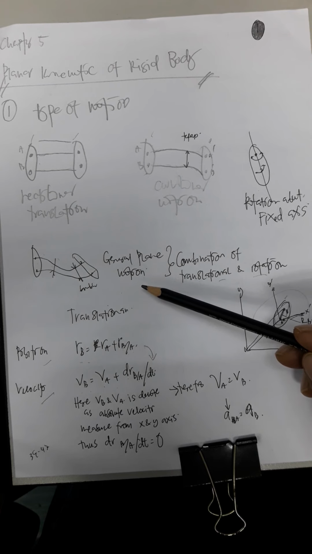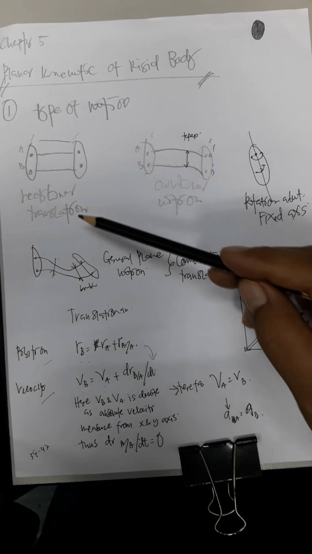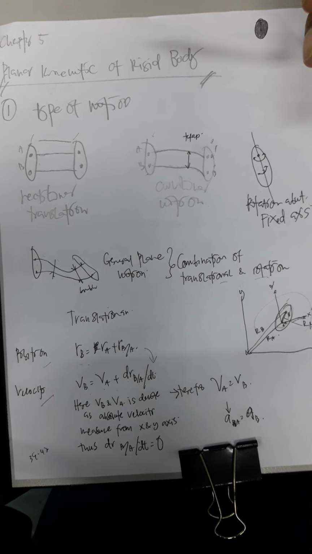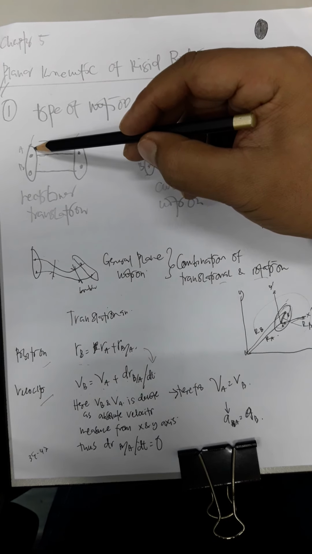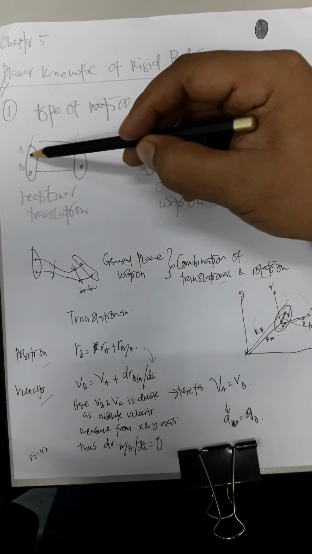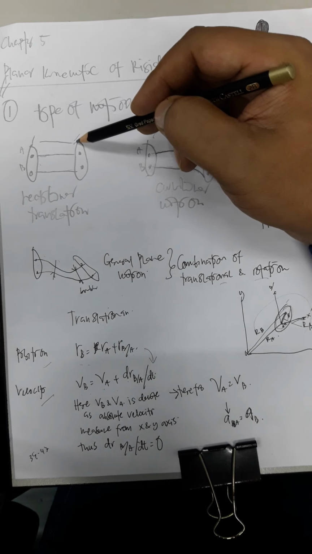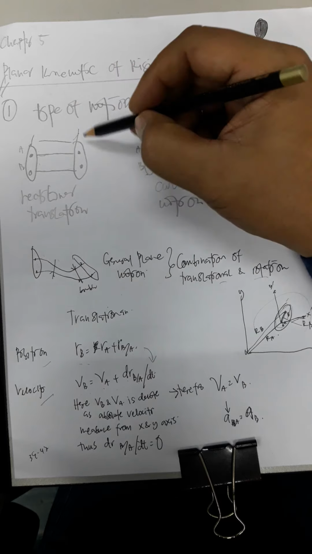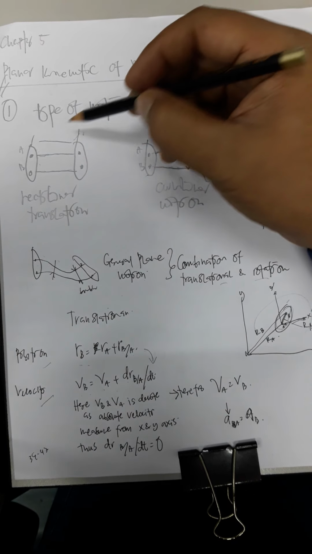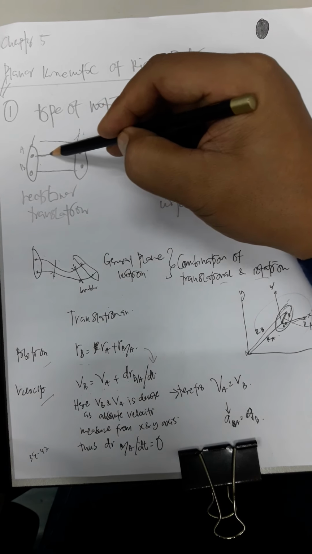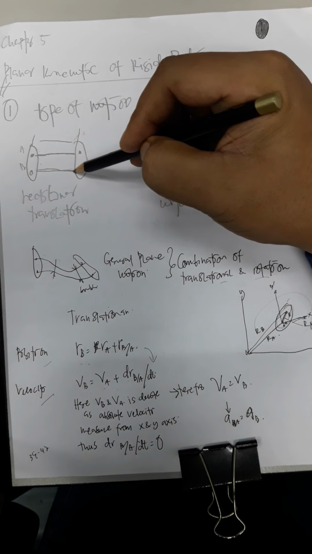So what is the rectilinear translational motion? The rectilinear translational motion is, imagine that there is a football, which has point A and point B, and the football will move to a new position here. This is a new position, and the movement is in a straight line, something like this.